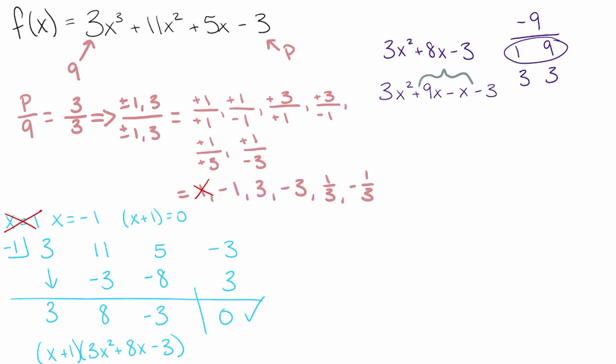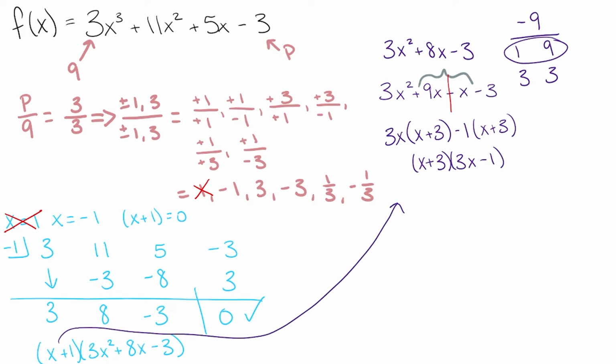When we factor by grouping, we'll break this up in 2, factor our first half, which will factor out a 3x. We're left with x plus 3. Factor out a negative 1 from our second group, left with x plus 3. So our fully factored function here is x plus 3 times 3x minus 1. We need to bring back our first root that we found. So our fully factored polynomial becomes x plus 1 times x plus 3 times 3x minus 1. And that is our final answer.